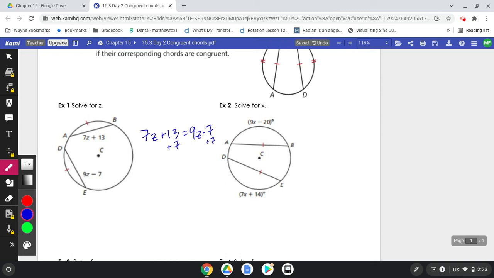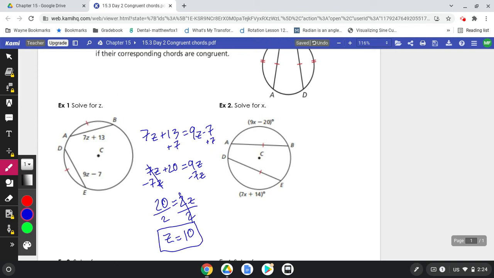It's just an algebra 1 problem. Then we subtract the 7Z from both sides, okay? We're left with 20 equals 2Z. We divide by 2, and we get Z equals 10. That's our final answer. That is all we need.